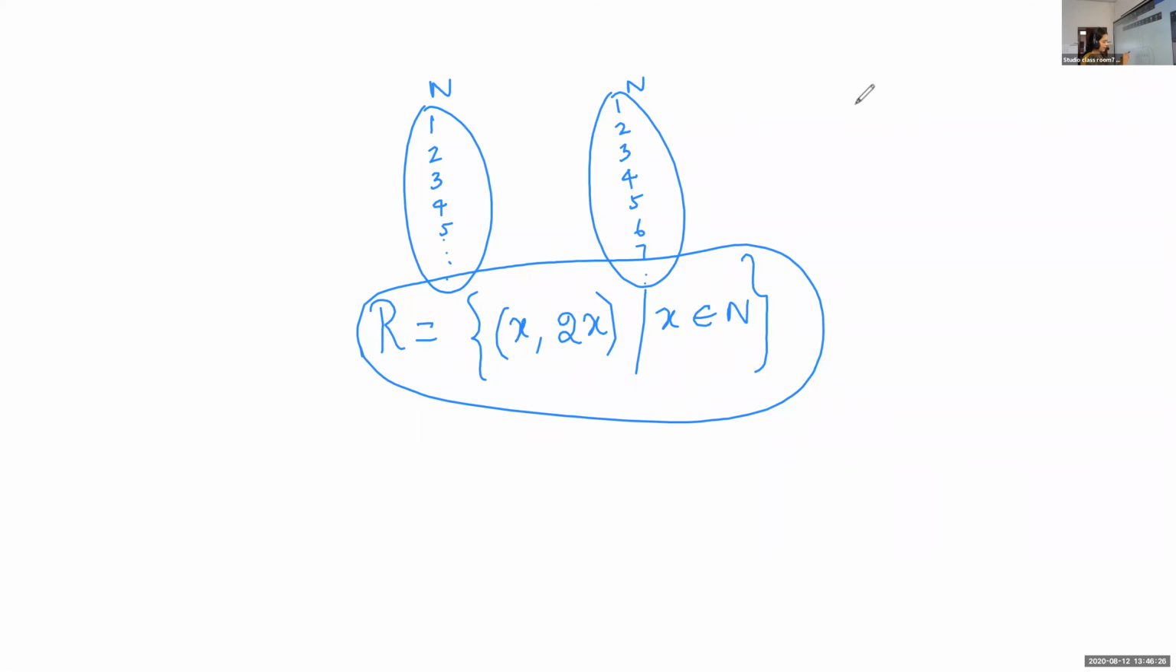We are giving the condition here. Set of all x such that x comma 2x. We are selecting those elements in the form x comma 2x, where the second element is double the first element and x belongs to N. So this is the set builder form. That relation we are representing in set builder form. Now, can you give the relation in roster form?